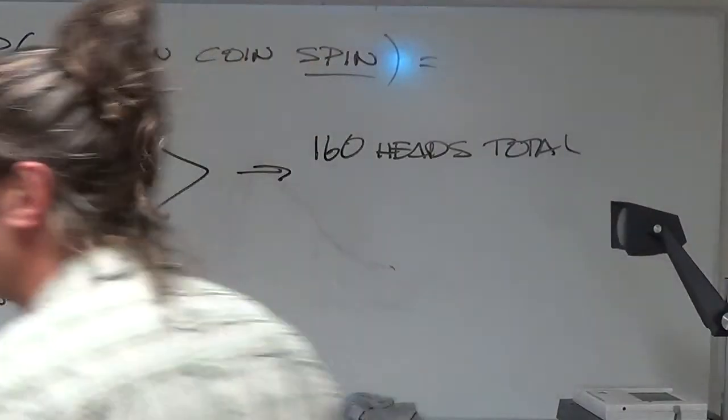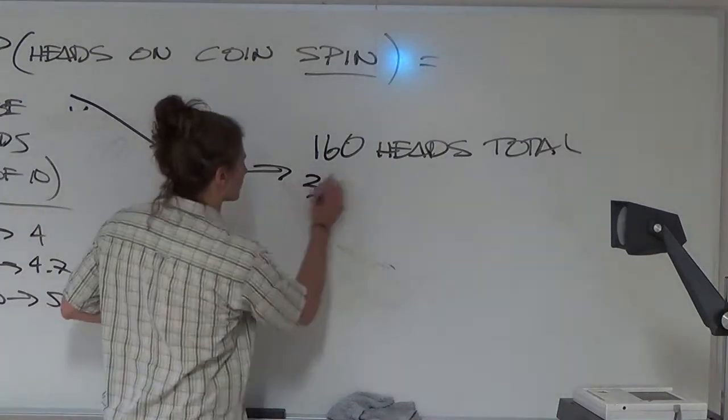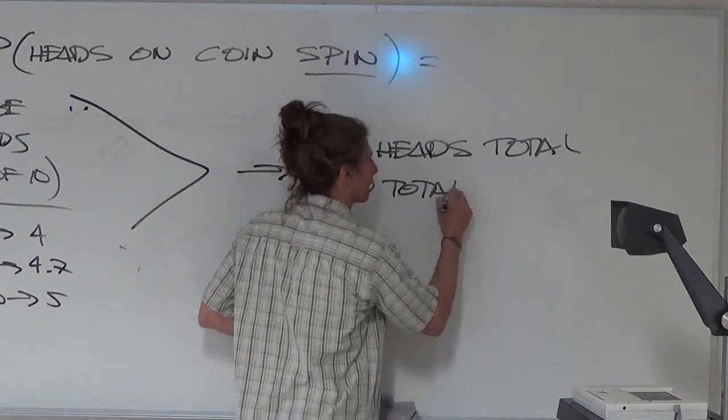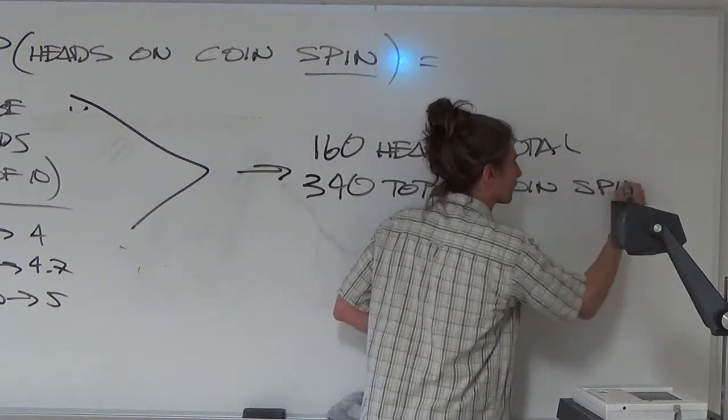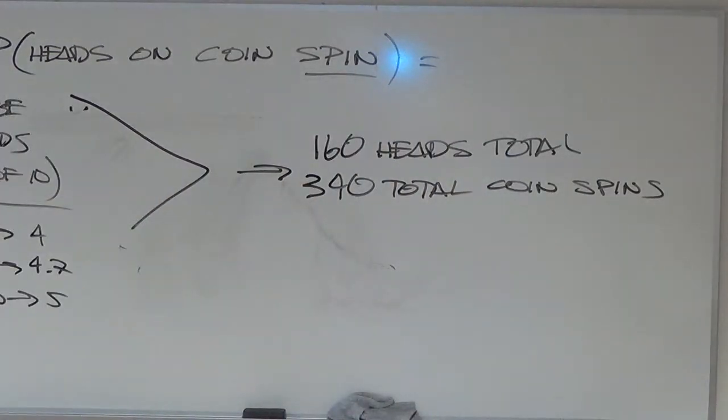There are 160 heads spun in total. According to the TI, 34 people in the room spun coins, which means we have 340 total coin spins. That's what I was missing. That's a little less than half, right? So if it was exactly half, it'd be 170 out of 340. That'd be exactly 0.5. But do you have to get exactly 0.5 to believe that it's 0.5?